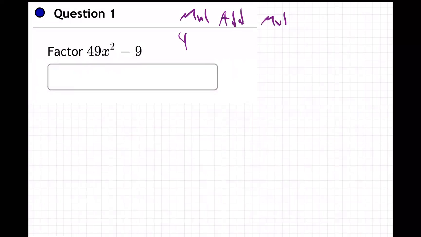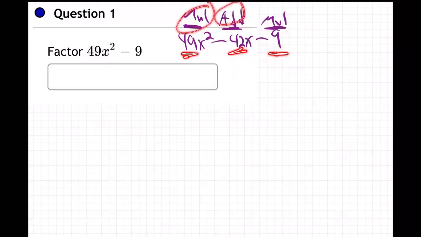If somebody gave us like 49x squared minus 42x minus 9, for example, then I would write multiply, add, multiply, right? If they gave me three terms and they were of the form x squared, x, no x, that's what we do a lot of, where I multiply, add, multiply. But in this case, it's just two terms.